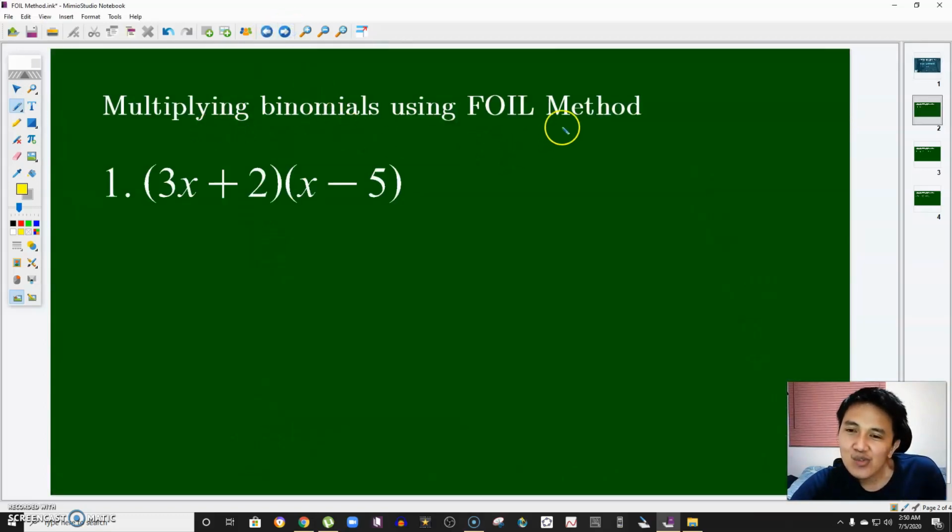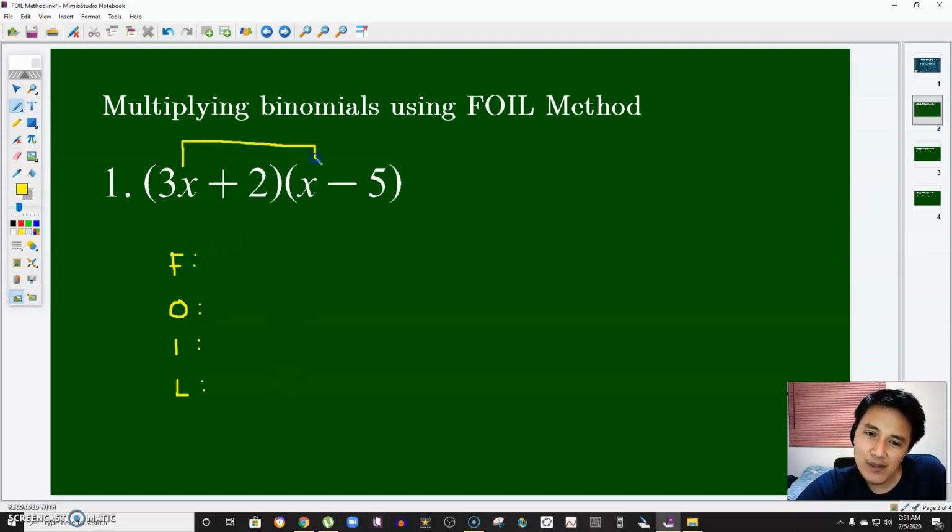Multiplying binomials using FOIL method. Well, at this point, you are already familiar with what FOIL is all about, right? Okay. So in multiplying binomials, at first, it's important for you to set it up. F again stands for first. So meaning, I'm going to multiply the first term of the two binomials. That is 3x times x. And we all know the product of 3x and x is actually 3x squared.